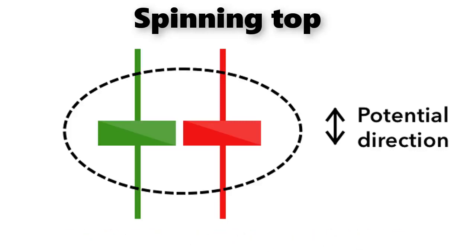On its own the spinning top is a relatively benign signal, but it can be interpreted as a sign of things to come, as it signifies that the current market pressure is losing control.